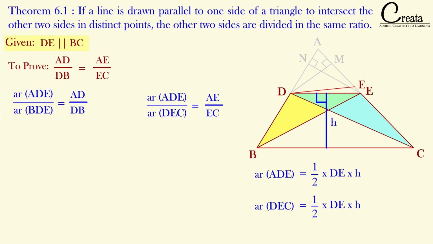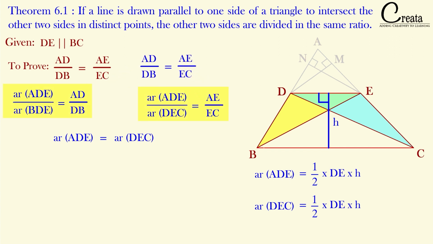Suppose if DE is slightly twisted, then this height will not be the same. Here both of these line segments are parallel to each other, so the height will be the same for both the triangles. So we got the area of both of these triangles as equal. So we can equate both of these equations and we can say AD upon DB is equal to AE upon EC. So that is the proof of the BPT theorem.